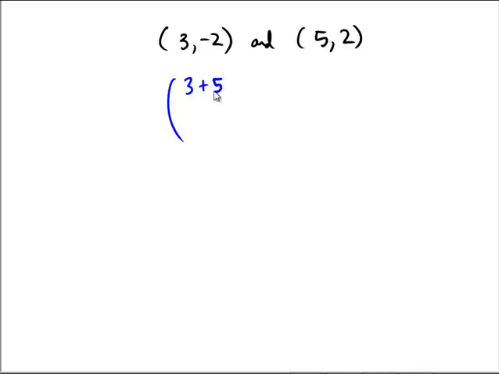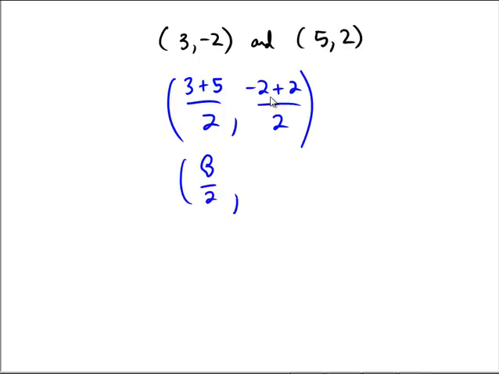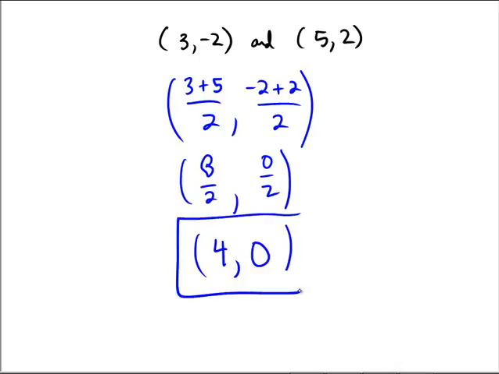(3 + 5) over 2, comma, (negative 2 plus 2) over 2. 3 plus 5 is 8, and that's going to be over 2, and negative 2 plus 2 is 0. So hopefully the final answer that you got is 8 over 2, which is 4, and 0 over 2, which is 0. So this one appears to be on the x-axis.